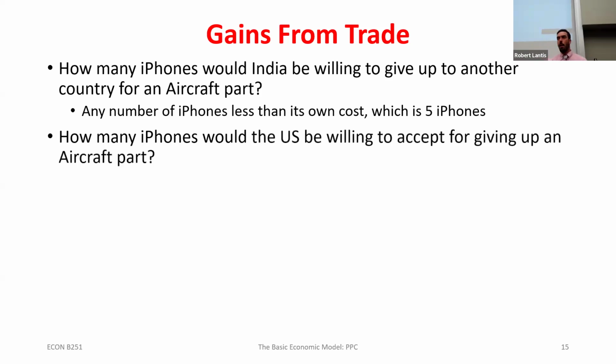And then the US says, okay, what was our cost of producing an aircraft part? Well, we were going to have to give up... oh, now I forgot what their cost was. Was it one aircraft part was going to cost them 2 iPhones, right? So if they give up producing an aircraft part, they're only going to get 2 iPhones in return. Well, now if I make that aircraft part and trade it, we agreed that India would be willing to give it to me for 4 iPhones. So I'm now better off by relying on them to produce it instead of switching the production over myself.